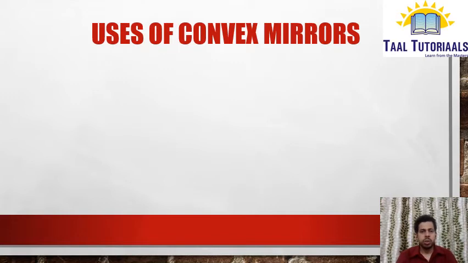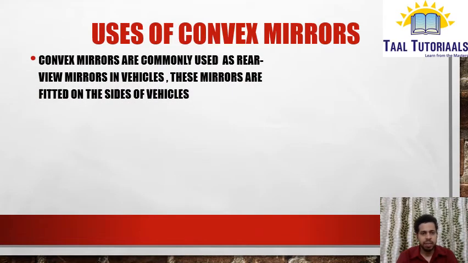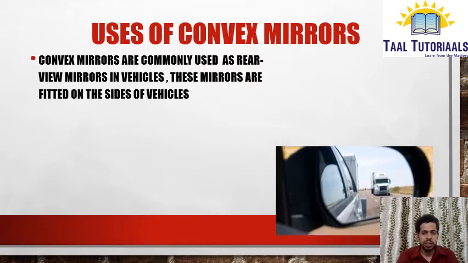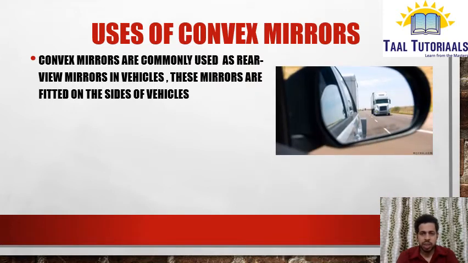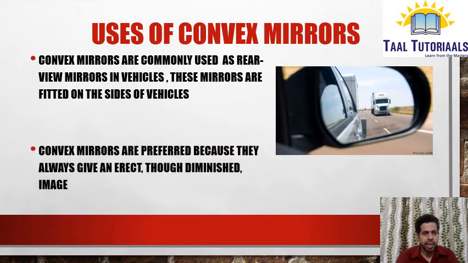So next we will go to uses of convex mirrors. This you have seen in daily life. So convex mirrors are commonly used as rear view mirrors in your vehicles. These mirrors are fitted on the sides of the vehicle. So I think you have seen in cars or in bikes, even in big trucks, buses and all, we will obviously have rear view mirrors. Depending on the vehicle size, the mirror size will also vary, right?